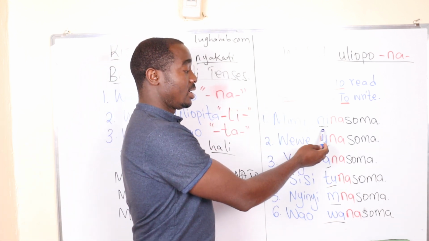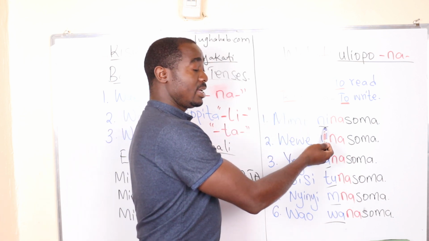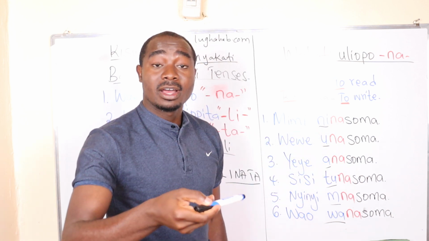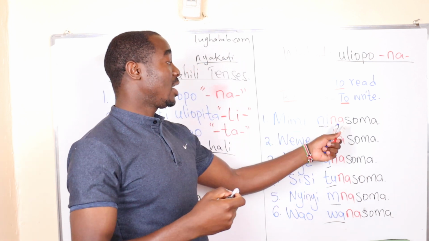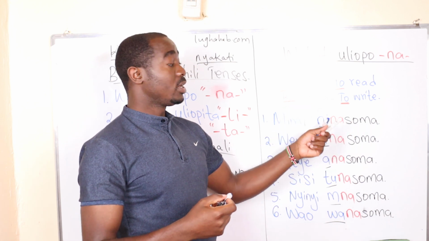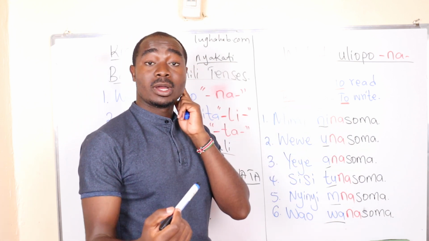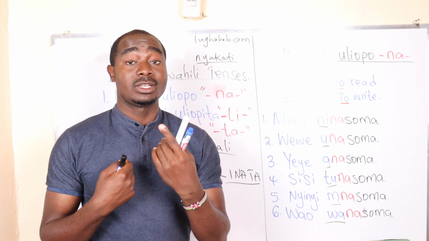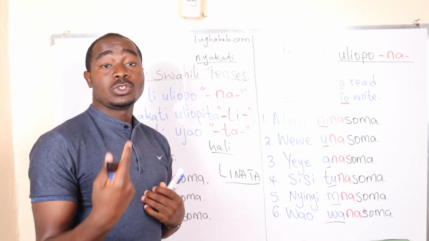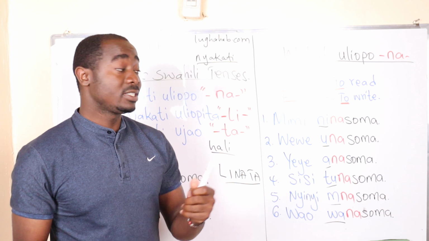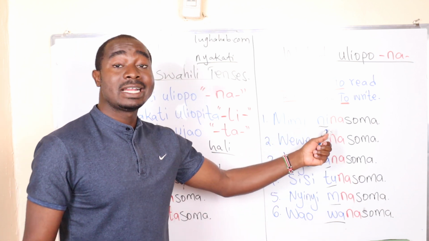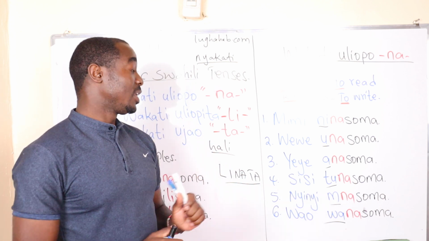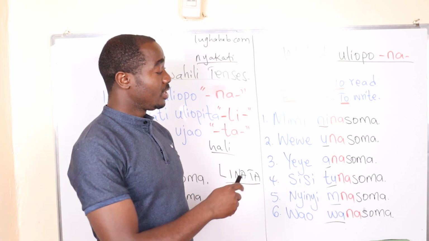So first thing, we remove the ku. Then we put the ni here. Mimi, ni, then the present tense marker na. Ni, na, nina. Then the verb soma without the ku. Ninasoma. I am reading. You can say mimi ninasoma or ninasoma. It implies the same thing. Either you can remove this mimi and just say ninasoma, or just say mimi ninasoma. It's okay.